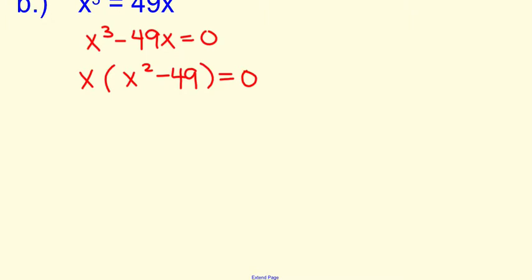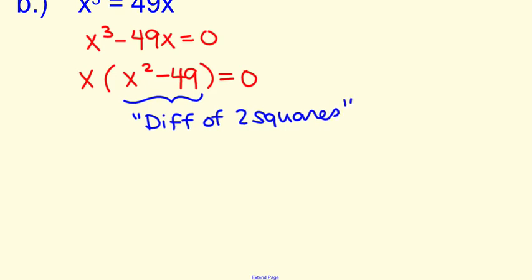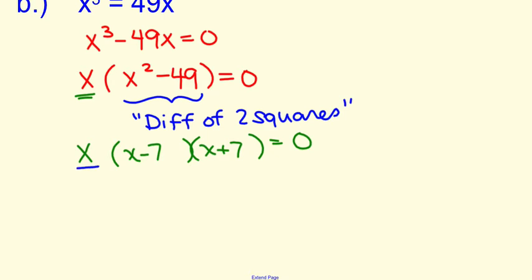Now we look inside of the parentheses, there's two terms left, so we can do the difference of two squares. So now we have that x still in front, and then inside, that x squared minus 49 will be x minus 7 and x plus 7. Now you set each of the factors equal to 0 and solve for x. So one of the factors is x, so x equals 0.